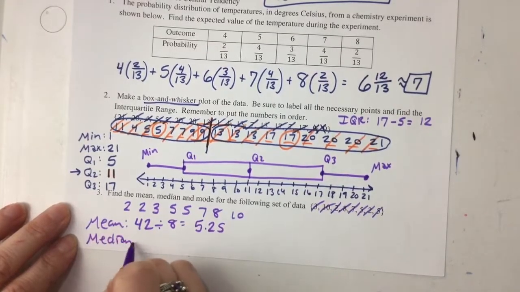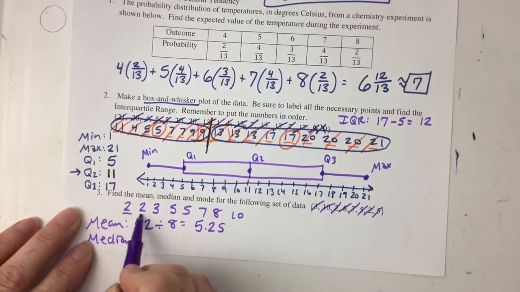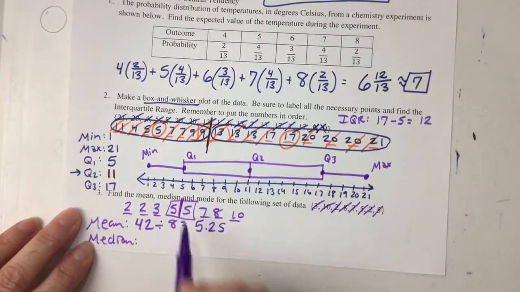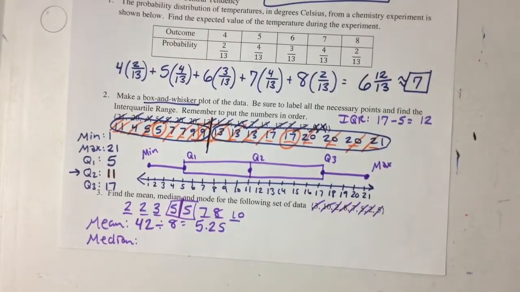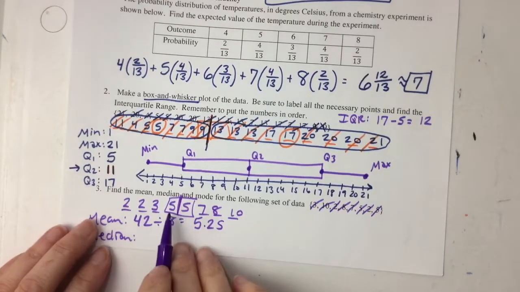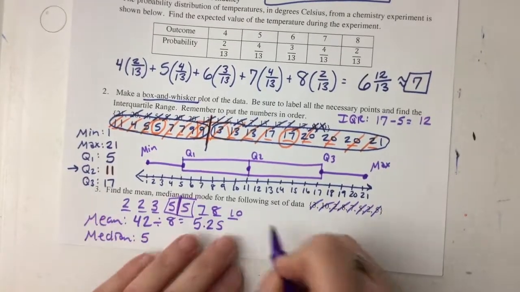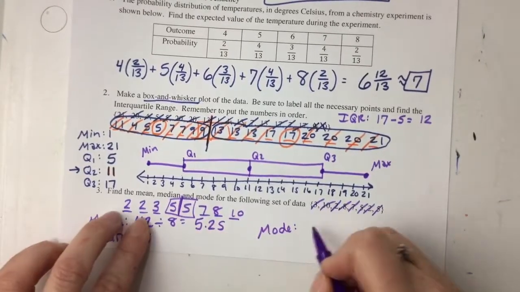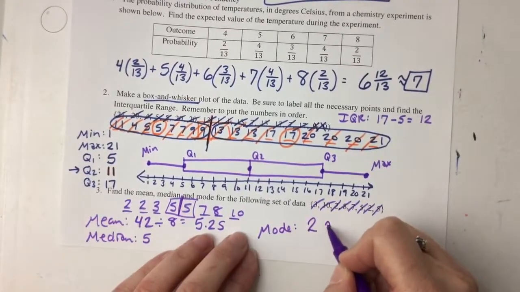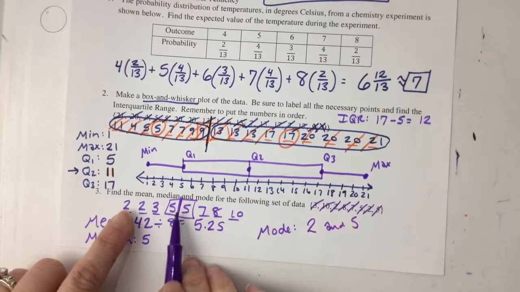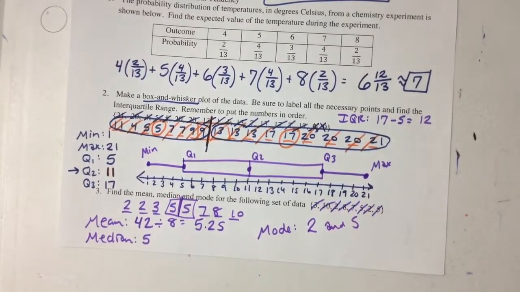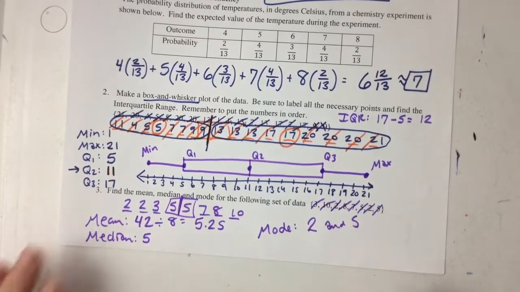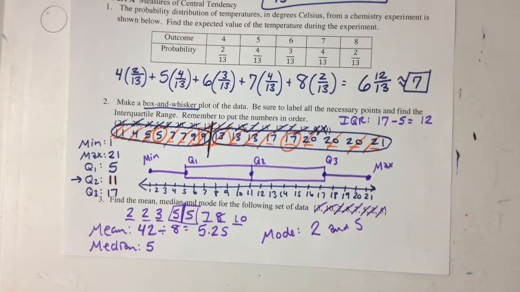The median. The median is the number in the middle. 1, 2, 3 up the front, 1, 2, 3 up the back. We have 2 numbers in the middle, so your median is actually whatever's exactly between those two. In between a 5 and a 5, we have a 5. Your mode is the number that occurs the most often. We have 2 of them. We have 2 and 5 because both 2 and 5 occur 2 times, whereas 3, 7, 8, and 10 only occur once. So guys, that is what we have covered so far with our distance learning.